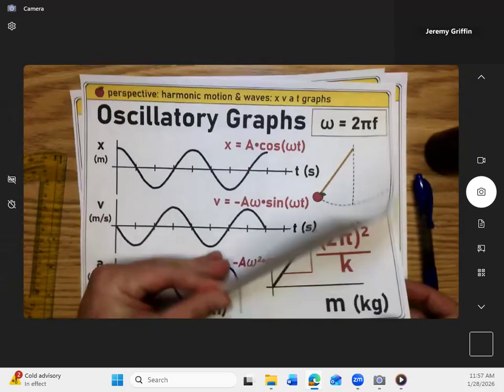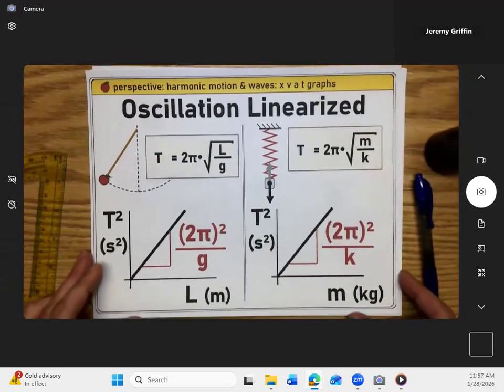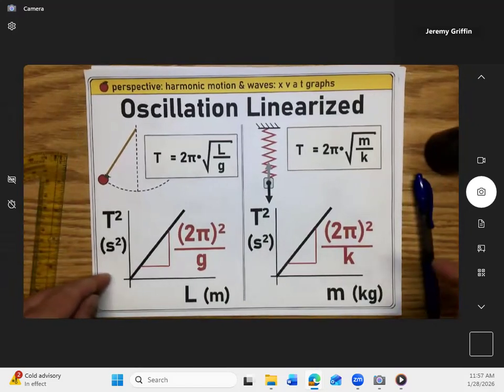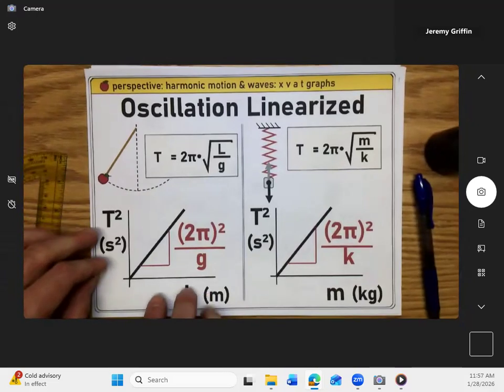All right, what have we got for you guys? Oh, oscillation linearized. Okay, so guys, these look pretty similar to the notes we were just doing a few minutes ago. I'll walk you guys through the whole table. We were trying to figure out what was the gravity field on some weird planet. Now this looks like a little bit different solution.